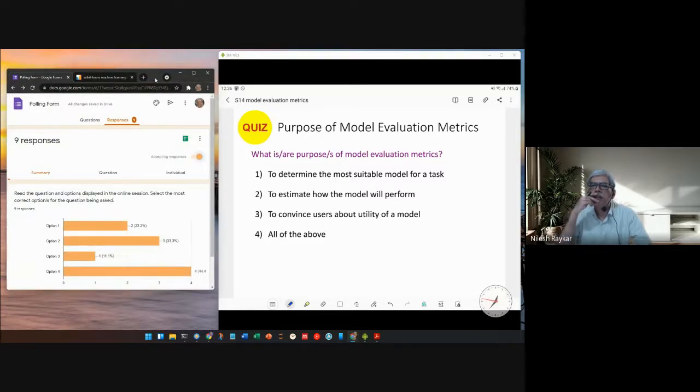I'm happy that the majority are on option 4. All of 1, 2, 3 are the purposes or advantages of using the metrics, or why one would use these evaluation metrics, so option number 4 is the correct answer. Let's see one by one. We already discussed just now that one has to choose between a linear model and a polynomial model. Then you will use the R square value, the evaluation metric, for that purpose. So which model is better suited can be determined by using this evaluation metric.